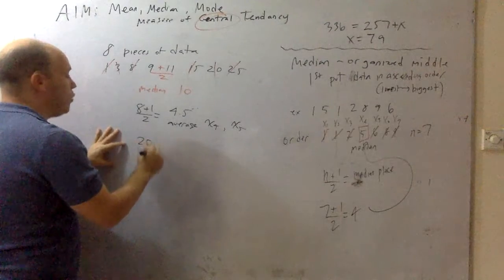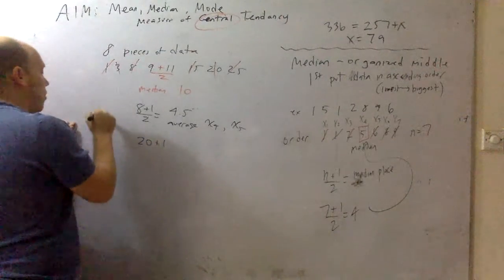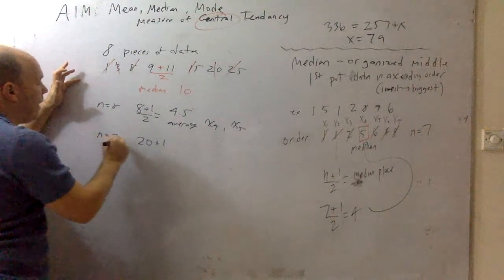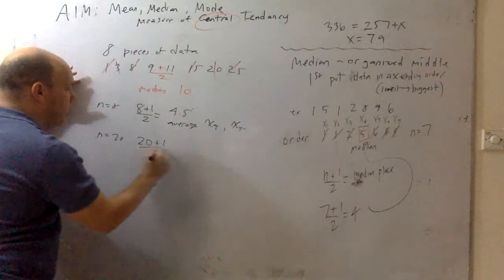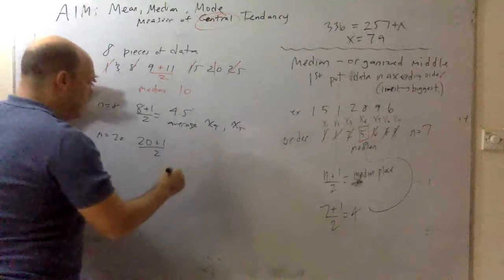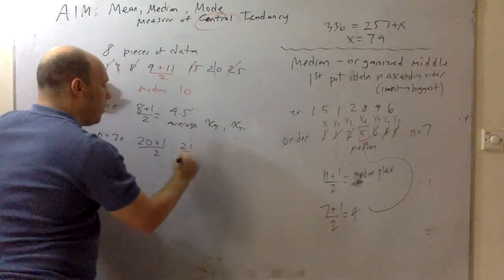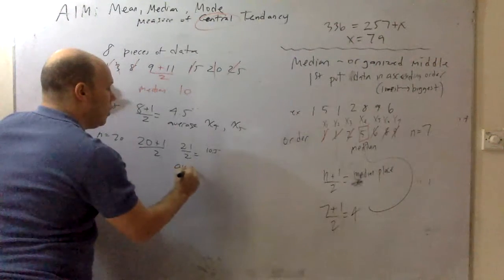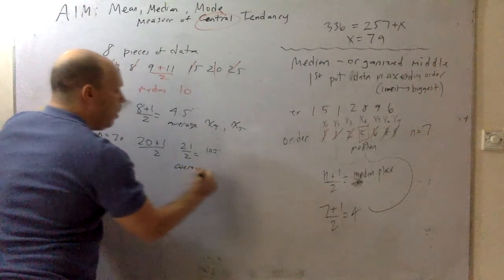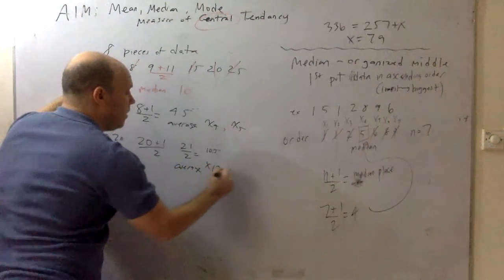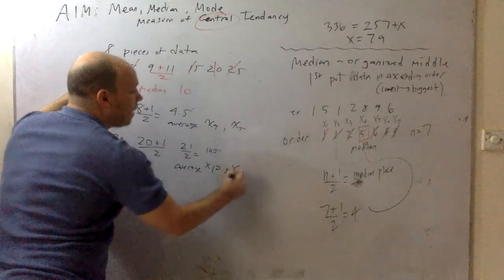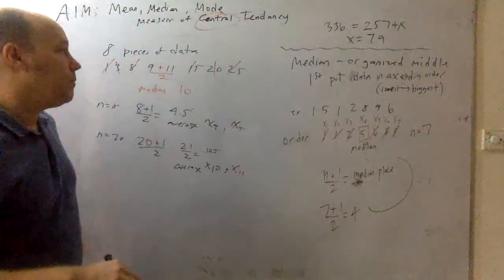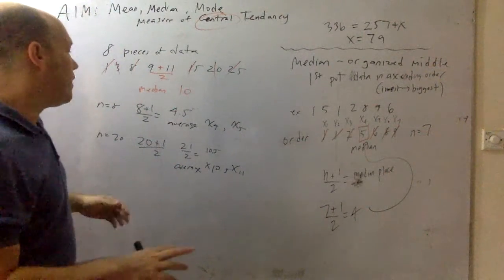If there were 20 points, let n equal 20. 20 plus 1 divided by 2. So 21 divided by 2 is 10.5. So you take the average of X10 and X11. Okay, it's not very difficult.